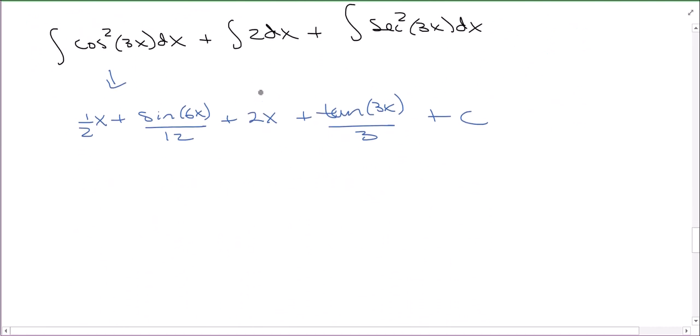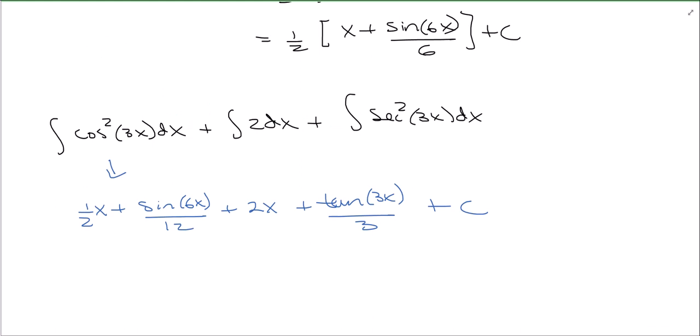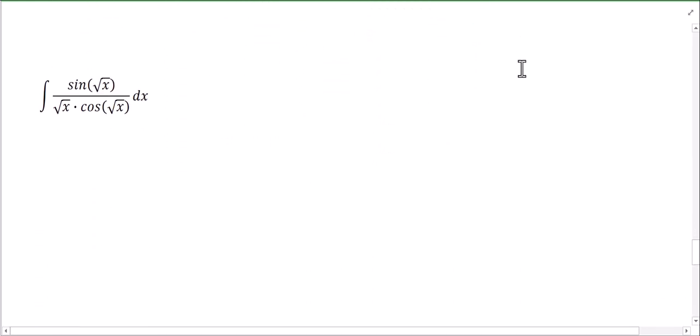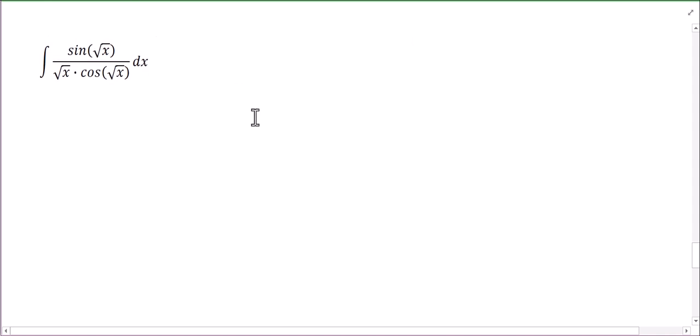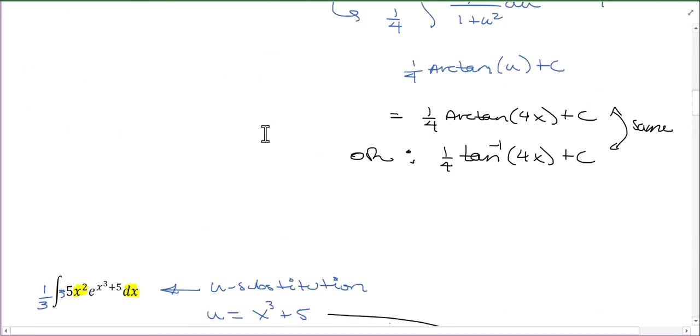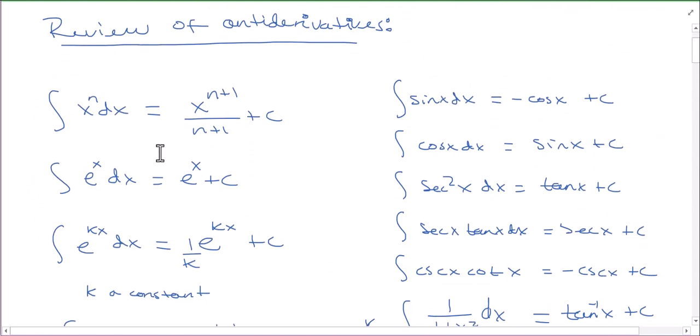Okay, so let's try another example. This is a good one. This is a challenging one. The integral of sine of the square root of x over square root of x times cosine of root x. So not something we can do just by looking at it, right? It's not a basic antiderivative. When I say a basic antiderivative, it's none of the ones that we have written here.